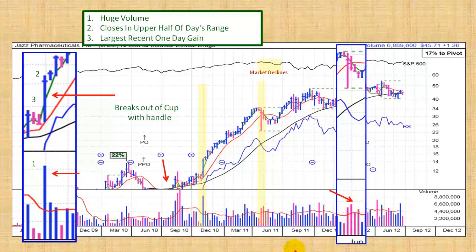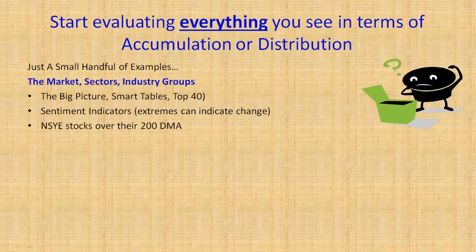You might be inclined to ask, is there any way I could have seen this distribution coming? And the answer is yes, by reading IBD's Big Picture daily and looking at what the market trend is. You can get a clear sense of what's going on in the market and whether you should be investing aggressively or taking defensive action. Here are a few examples.